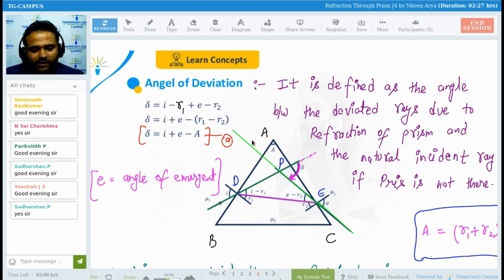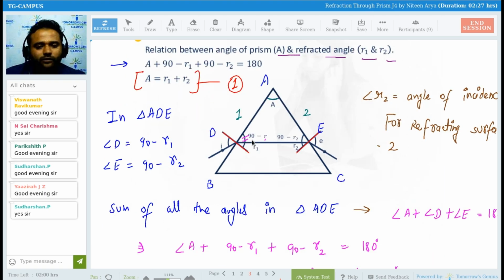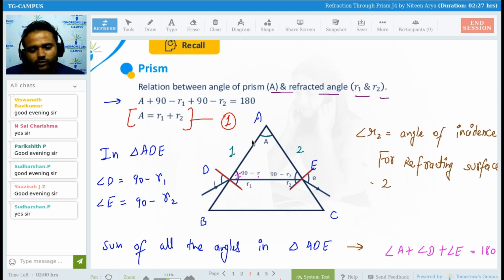Once again, as we can see, this is the relation between the angle of prism A and the refracted angles R1 and R2. R1 is the angle of refraction for the first surface, and R2 is the angle of incidence for the second surface, also known as the angle of refraction because refraction is going on the second time. So in triangle ADE, angle A equals R1 plus R2.